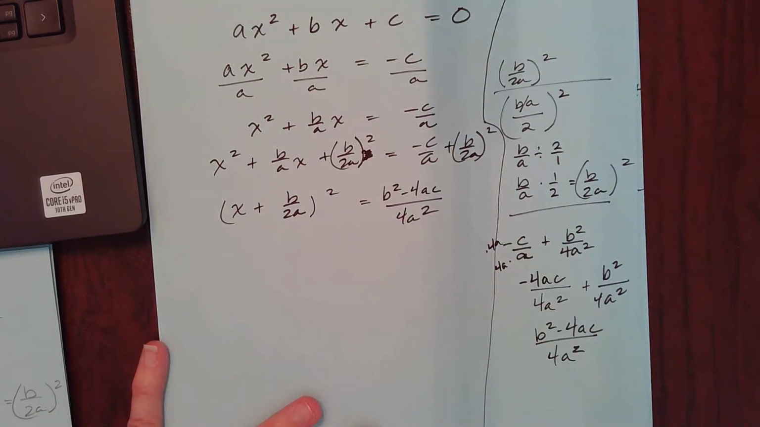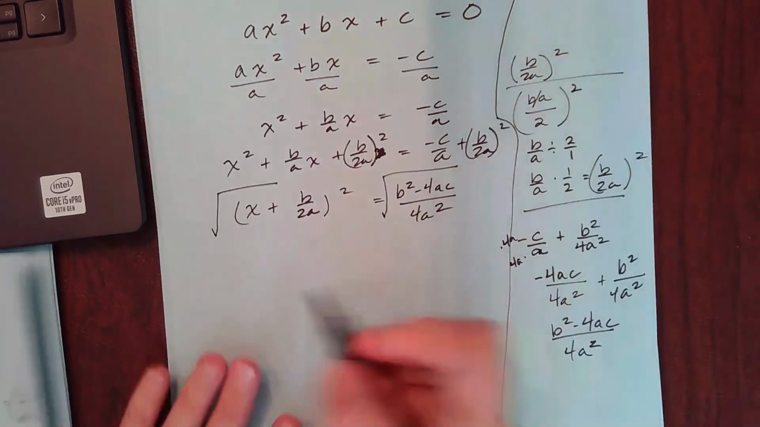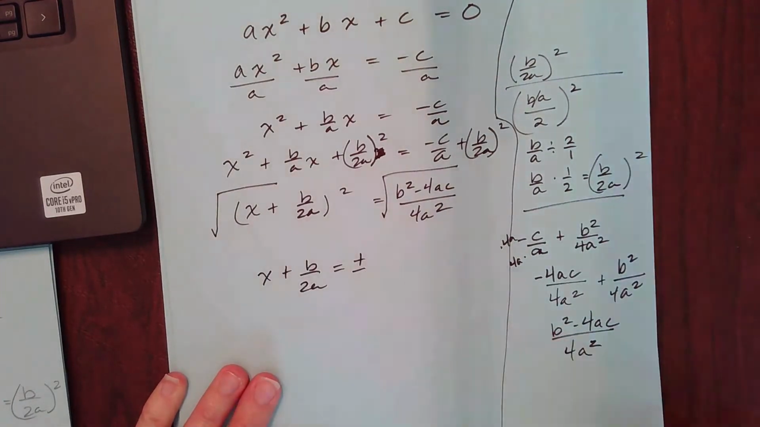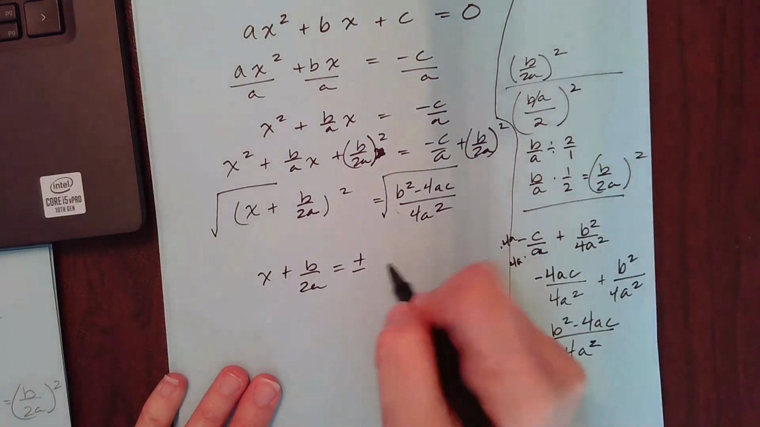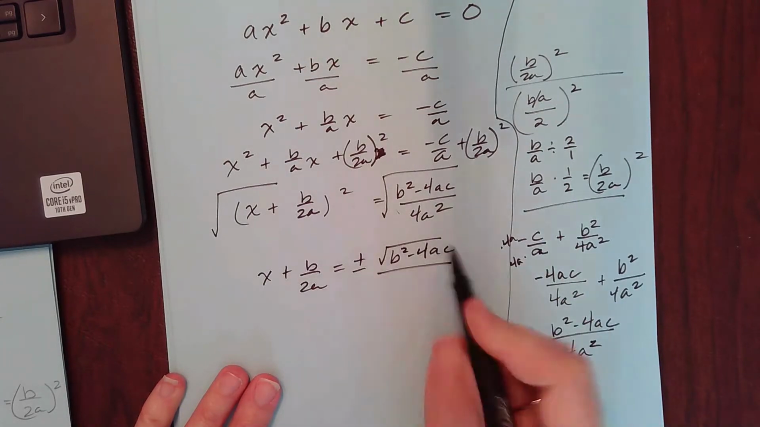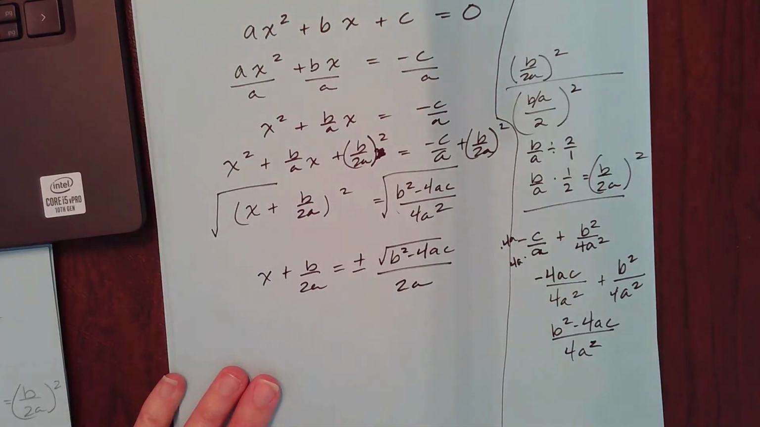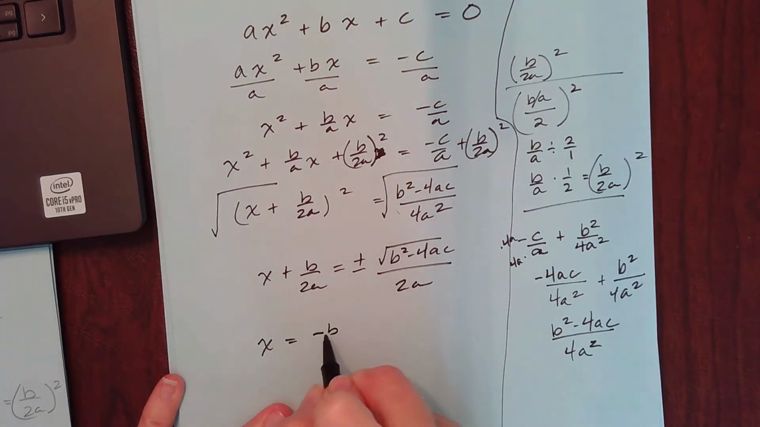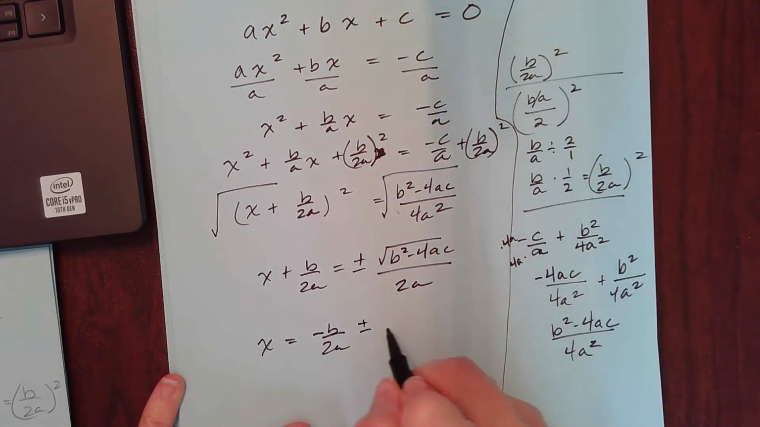Okay, now let's solve. We're going to square root both sides. So I'm going to get x plus b over 2a equals, don't forget your plus or minus. Since this is a fraction, when you have the square root of a fraction, you take the square root of the numerator and the square root of the denominator. And since the square root of the denominator is a perfect square, you can write it as 2a. And then the last step would be to subtract this b over 2a from both sides.